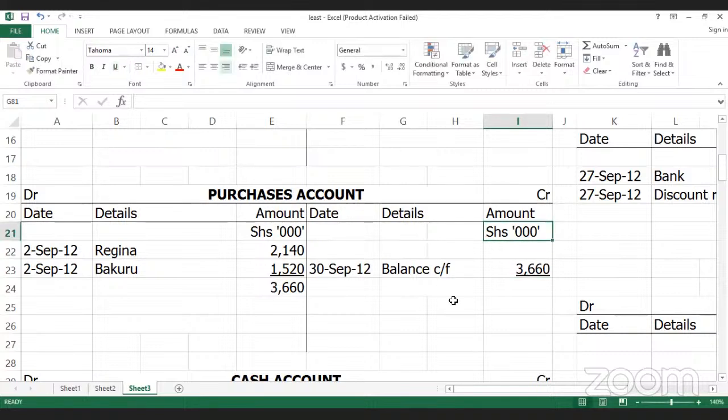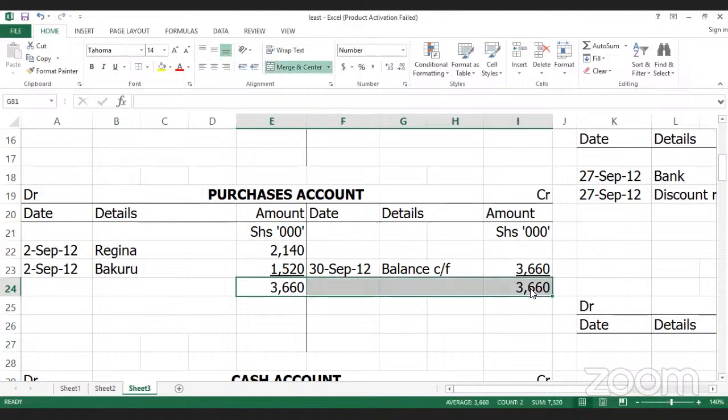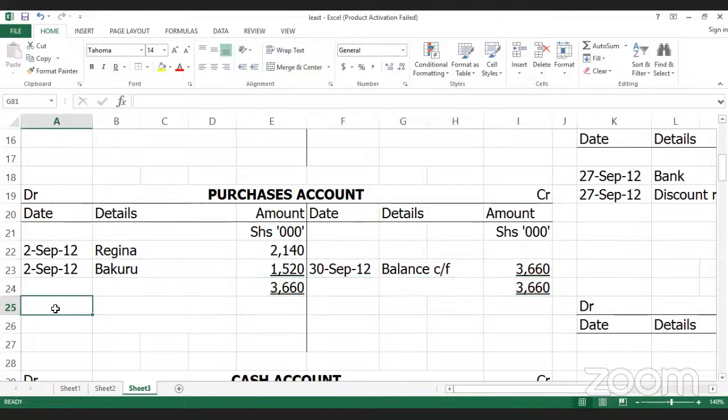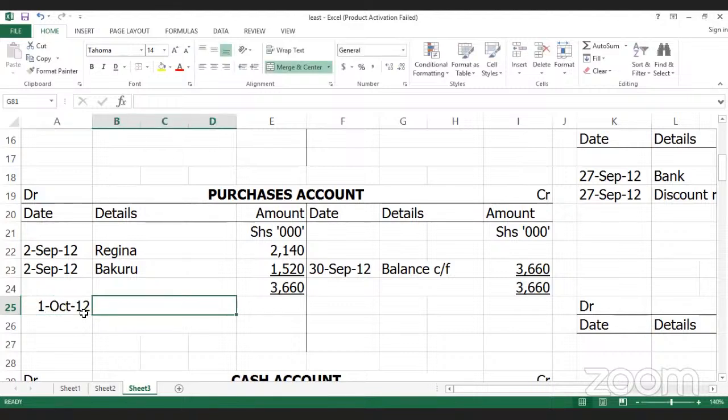I can now show my totals. Those are the totals. Totals should be on the same level. Don't forget that. Then on the opposite side, that is now at the start of the next month, that will be 1st October 2012. We say balance brought forward or brought down.